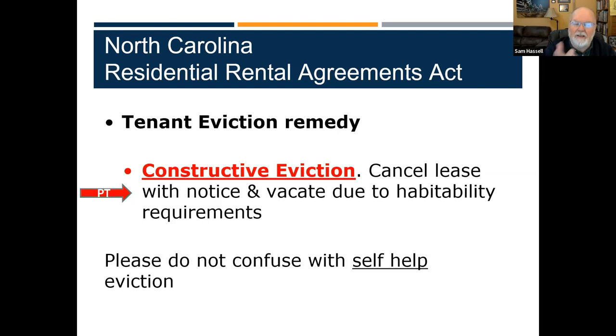So the tenant can go to the magistrate and try to get out of his lease or her lease, saying, I can't live here. He's turned off the hot water. The water pressure is down to zero. It's cold inside. All of these things that are fixable, okay, he hasn't fixed. This is called constructive eviction, right? So they want to cancel the lease with notice and vacate due to habitability requirements. The judge will be the deciding factor there.